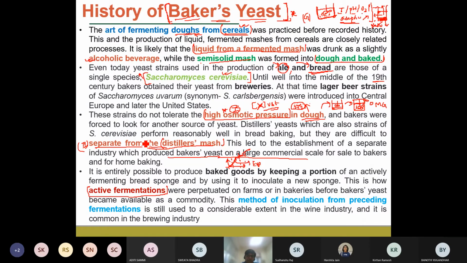One being the osmotic pressure, the second being the separation of these yeast from the distillery masses, and the third being the maintaining of the aseptic condition, because this type of fermentation, mostly the baker's fermentation, is based on the method of inoculation from the preceding fermentation. That means from the earlier fermentation, a small portion is taken out and added to a second fermentation, and then from the second fermentation a small portion is used for the third fermentation. So generally that is the basic technique for the baker's yeast inoculation.